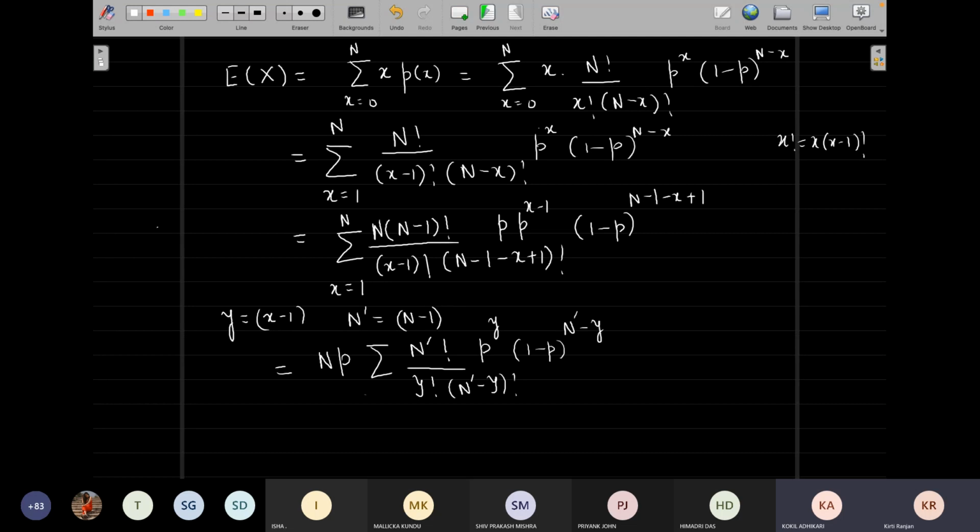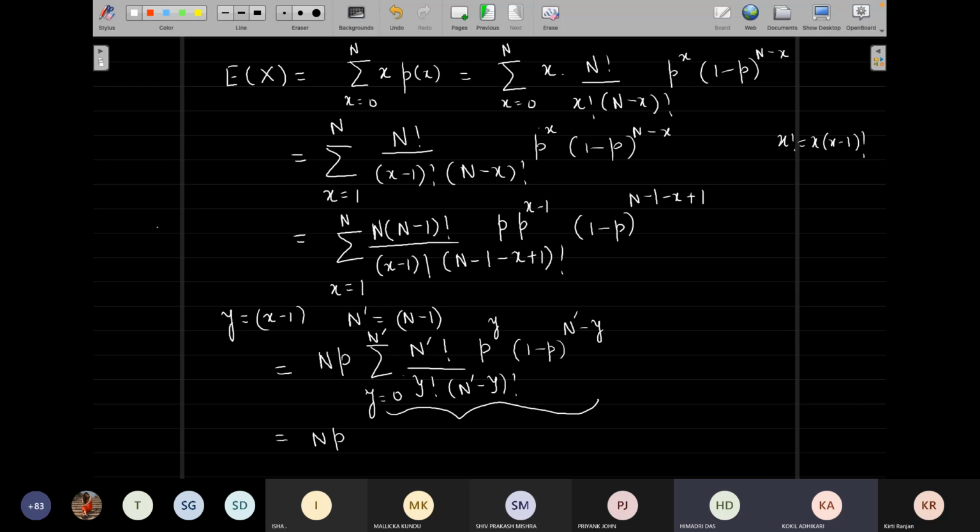And what is the summation starting from? y is defined as x minus 1, so it goes from 0 to n minus 1, which is nothing but n prime. So now see what I have done. I have written np, and this term. What is this term?